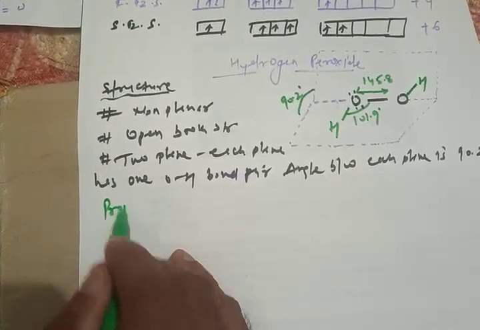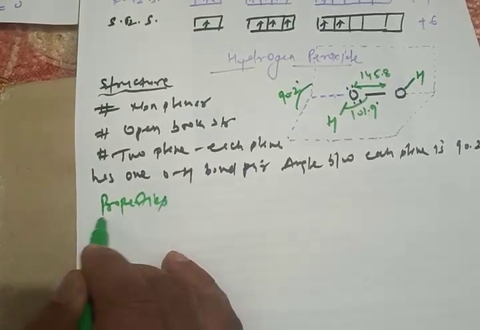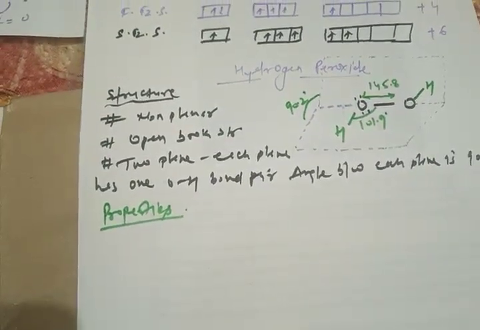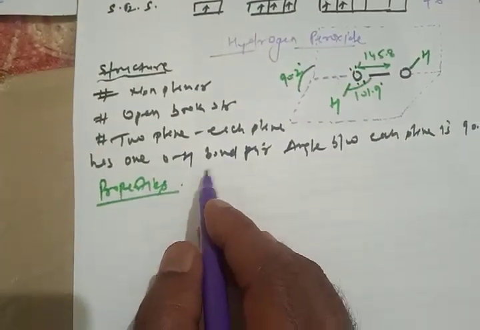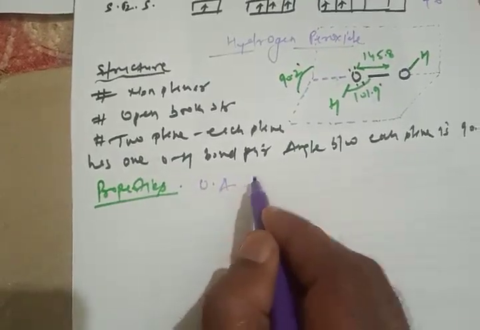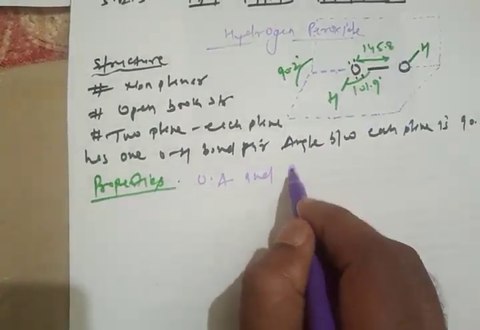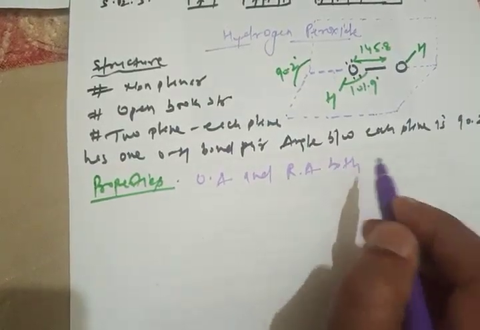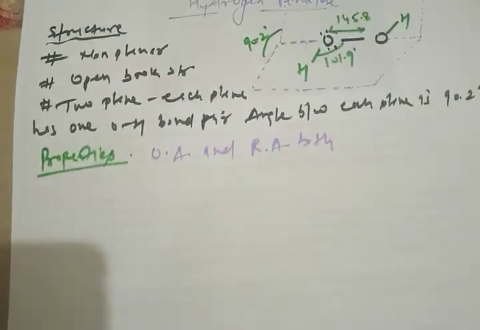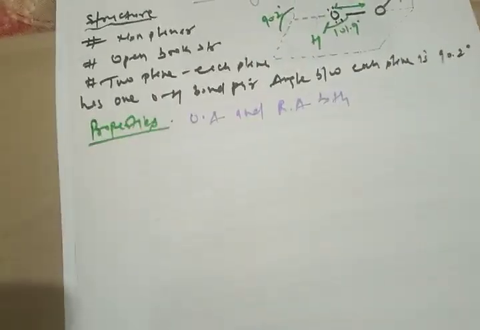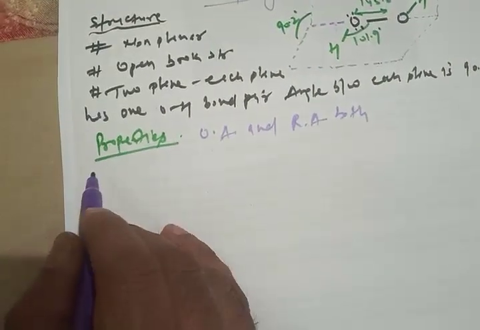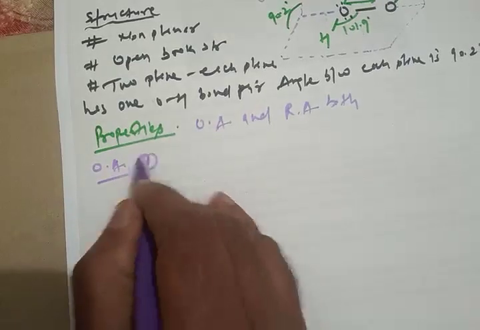Let's talk about the properties. So it can act as an oxidizing and reducing agent both. This is the beauty of this compound. It can act as an oxidizing and reducing agent both. I will give only one or two equations. You can refer to any book for the detailed reactions, but I will just give you one or two reactions.